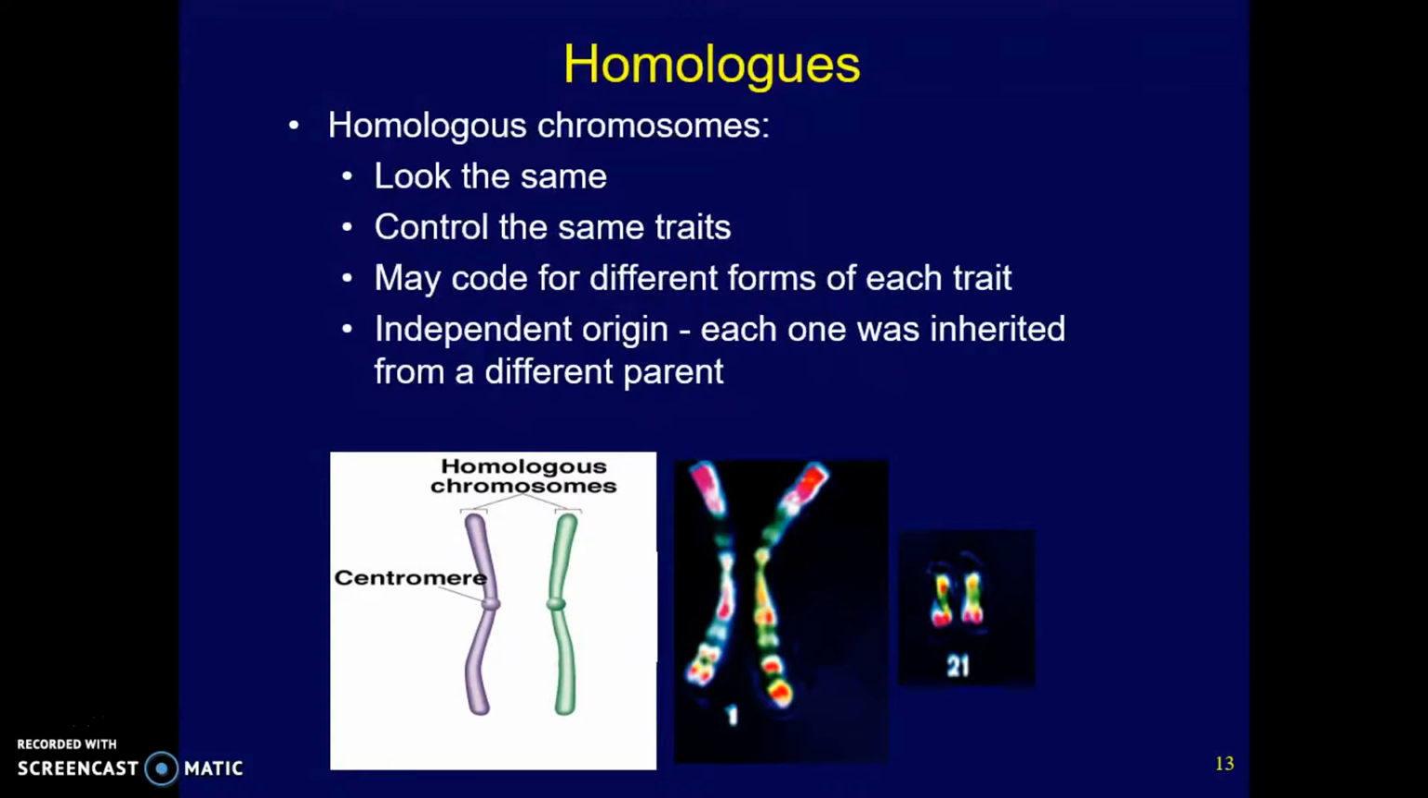Homologous chromosomes look the same, control the same traits, and may code for different forms of each trait. What this means is that when you inherit these, when you get mom's 23 and dad's 23, and they go to match up, they will match up 1 to 1, 2 to 2, and so on, down to even the sex chromosomes, the X and the Y, or the X and the X. So you're getting each trait from each parent, but they may be just a different form of that trait.